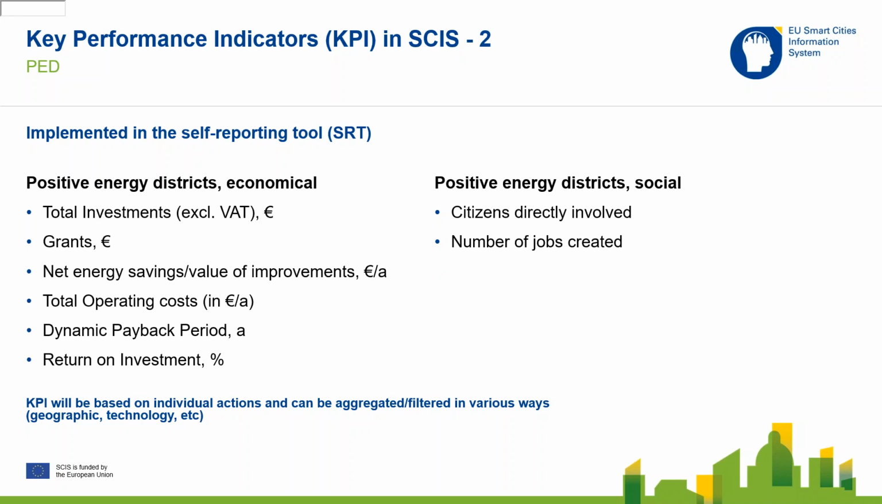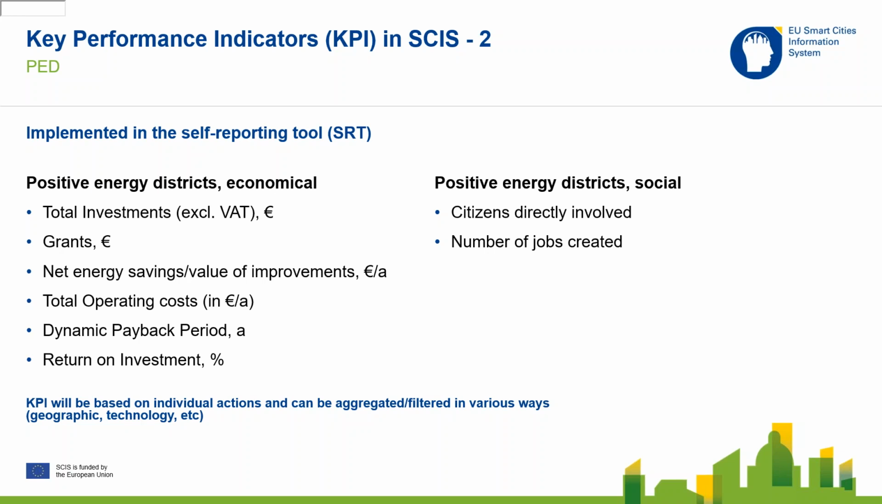Second page is here: the economic KPI and the social ones. And for those people that are already a little bit familiar with the SRT, these economic and social KPI are kind of similar for all the different thematic fields, whether it is refurbished or new buildings or ICT projects, mobility projects. It is about investment, the grant, which gives you the net investment, of course, and then you have something that gives you a return.